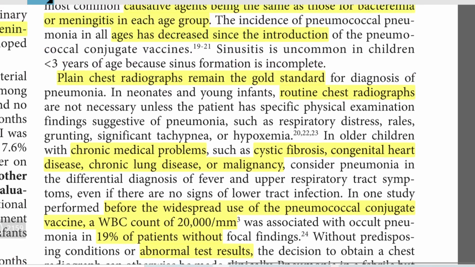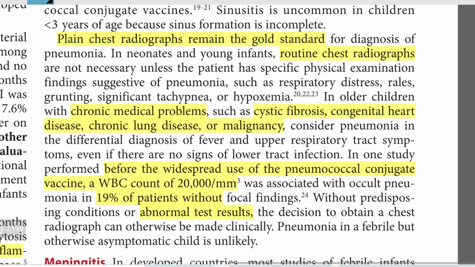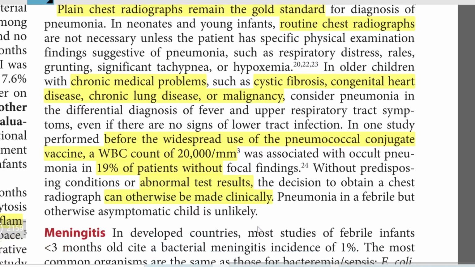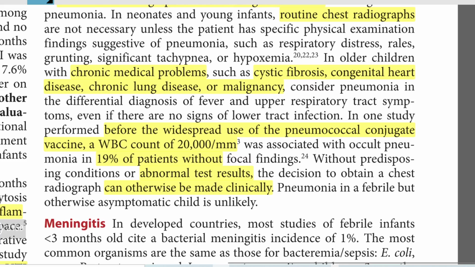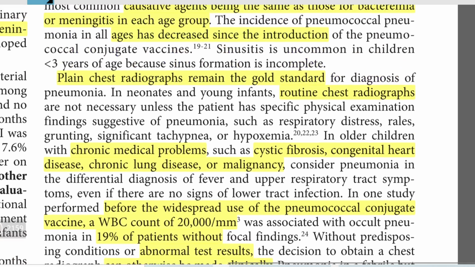So in older children with chronic conditions like cystic fibrosis, congenital heart disease, or chronic lung disease, consider pneumonia in the differential diagnosis of fever and upper respiratory tract symptoms, even if there are no signs of lower tract infection. In one study performed before the widespread use of pneumococcal conjugate vaccine, a WBC count of 20,000 was associated with occult pneumonia in 19% of patients without focal findings. Without predisposing conditions or abnormal test results, the decision to obtain a chest radiograph can otherwise be made clinically. Pneumonia in a febrile but otherwise asymptomatic child is unlikely.